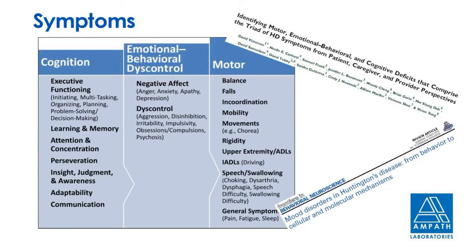And then one of the things that happens, if we go back to the motor column, is that later on in the condition the speech and the swallowing become very difficult. So there are a whole host of different symptoms that we know are associated with Huntington's. And just as with the triplet repeats, different people in the same family can present with different initial signs of Huntington's and progress in different ways from other people who are affected in the family.